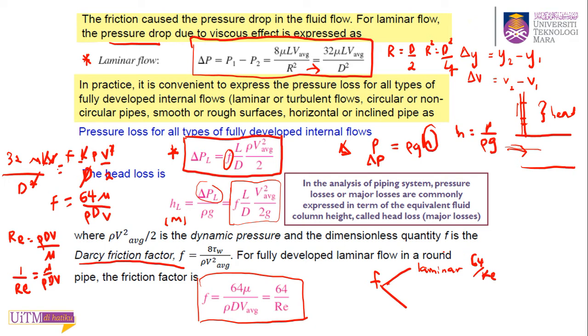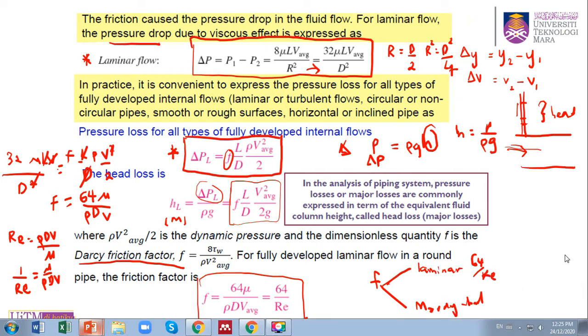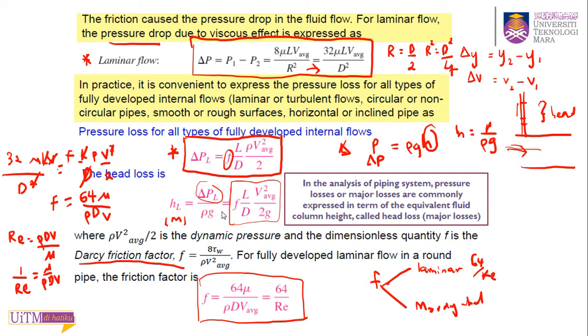But for turbulent flow, we will use a chart. That's what we call the Moody chart. We will look at this after. The Moody chart gives the friction factor. When we have this information and this value for F, we can calculate the head loss inside the piping system. Can you follow until now?